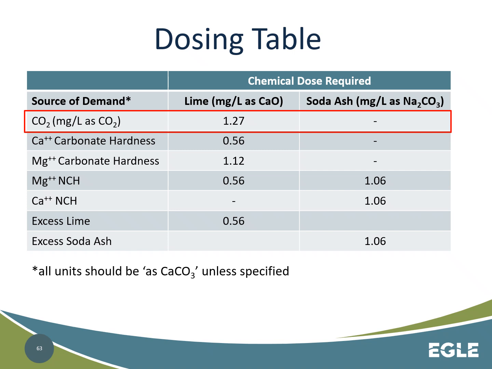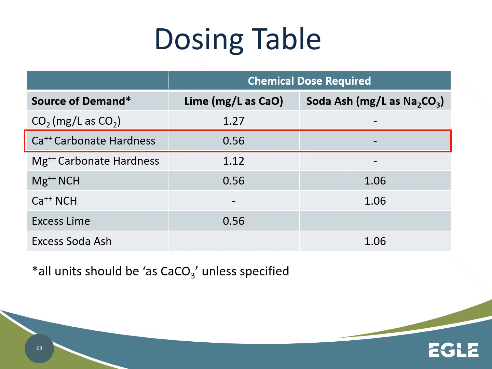Note that the units here for CO2 are milligrams per liter as CO2, not as calcium carbonate. We know that we need lime to neutralize the CO2 since this is the first step on our bar charts we've been looking at. This table tells me that if I take my milligrams per liter of CO2 and multiply it by 1.27, I will get the dose of lime needed in milligrams per liter as calcium oxide or quicklime. I warned you that the units in this table are tricky, so just pay attention and write them down when doing your own calculations.